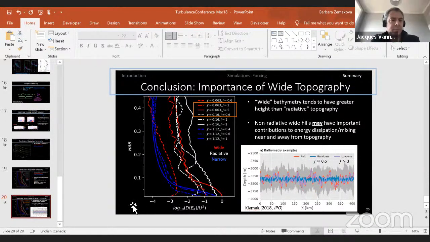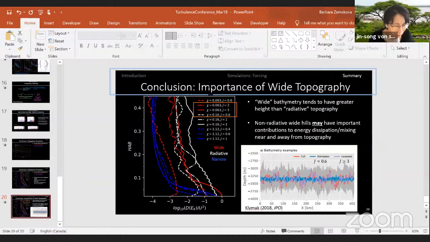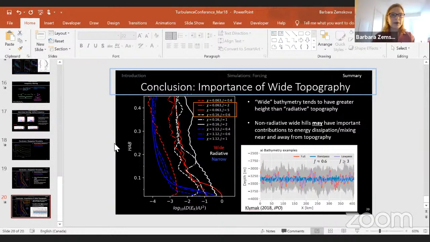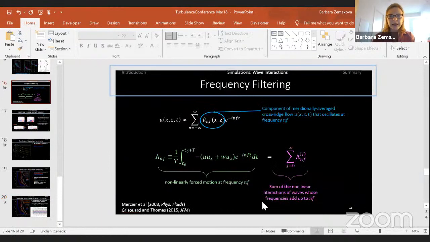Okay, thanks. A very quick question for me. Your nonlinear process, do you mean wave-wave interaction or something else? Yes, wave-wave interaction. That's what we are looking at, these nonlinear interactions.